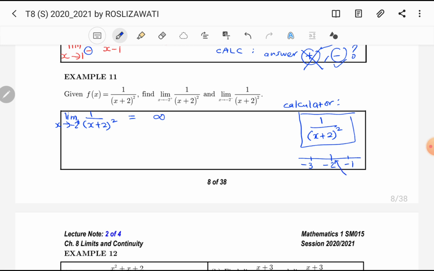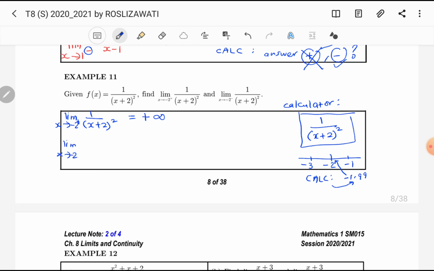Sebelah kanan negatif 2. So, itu berapa? Negatif. Nombor negatif ni awak kena hati-hati. Okay, so negatif 1.99. Okay, so masukkan. Tekan calculate. Okay, calculate. Tekan X negative 1.99. So, jawapan awak, kalkulator bagi positif ke negatif? Yes, positif. Okay, next.